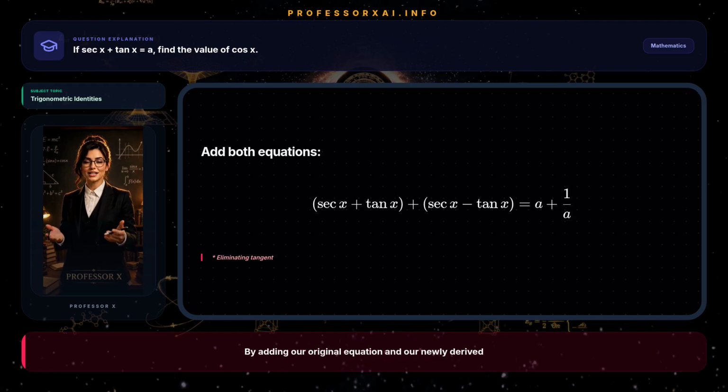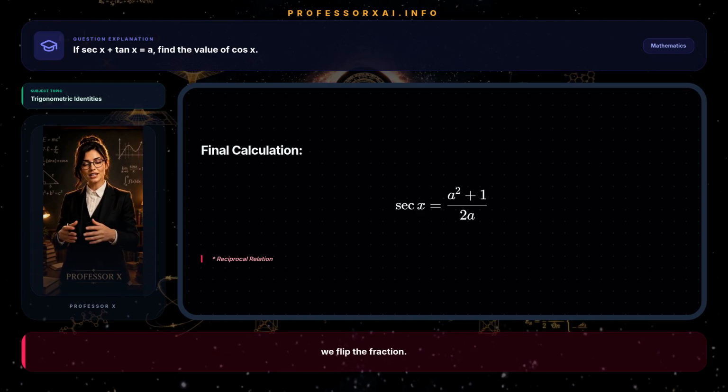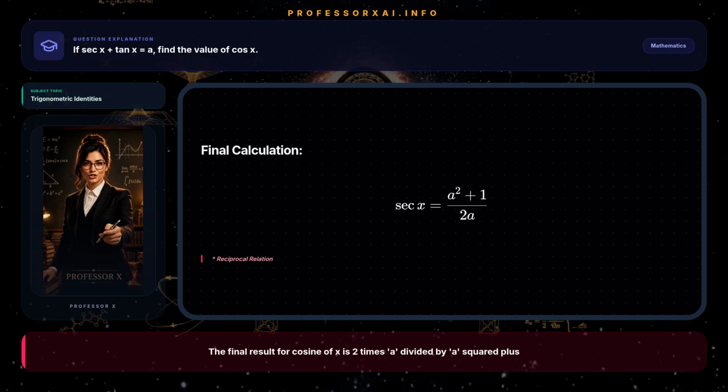Got it so far? We divide by 2 to find that secant x equals a squared plus 1 divided by 2a. Since cosine is just the reciprocal of secant, we flip the fraction. The final result for cosine of x is 2 times a divided by a squared plus 1. And this is why it works.